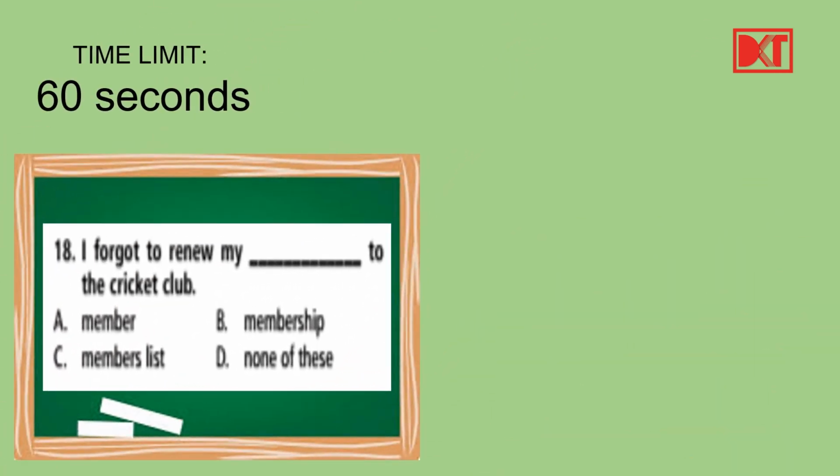I forgot to renew my dash to the cricket club. A. Member, B. Membership, C. Members list, or D. None of these. Here the correct answer is B, membership. Right. I forgot to renew my membership.